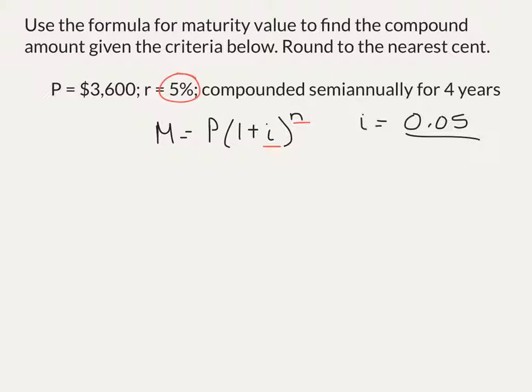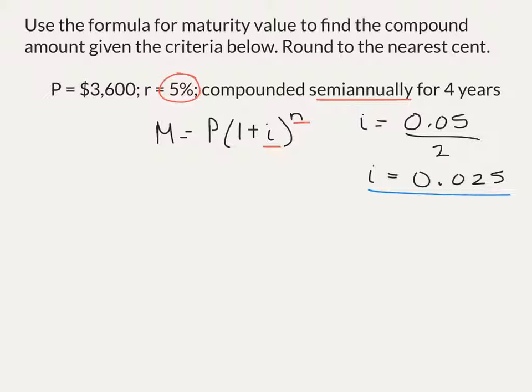Our problem tells us that the account is compounded semi-annually. Semi means 2, so that's 2 times a year. So we're going to divide by 2. 0.05 divided by 2 gives us a value of 0.025. And that is our value for I.